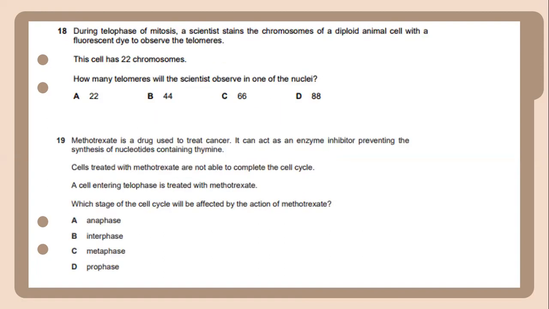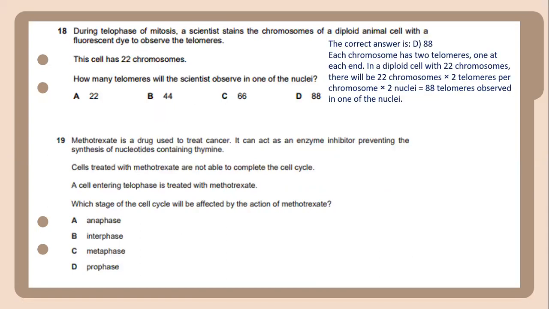During telophase of mitosis, scientists stain the chromosomes of the diploid animal cells with a fluorescence dye to observe the telomeres. These cells have 22 chromosomes. How many telomeres will the scientists observe in one of the nuclei? Each chromosome has 2 telomeres, one at each end. In diploid cells with 22 chromosomes, there will be 22 chromosomes multiplied by 2 telomeres per chromosome multiplied by 2 nuclei. And the answer will be 88 telomeres observed.